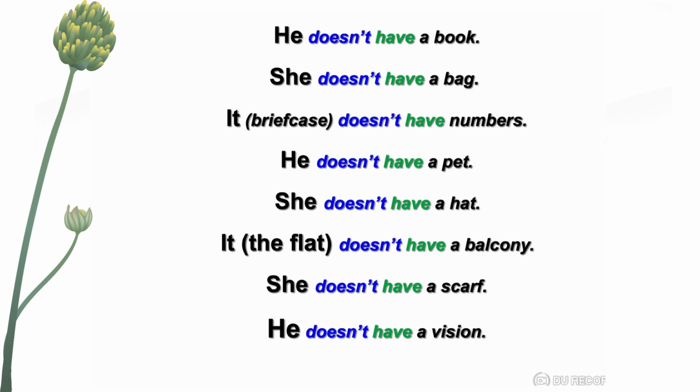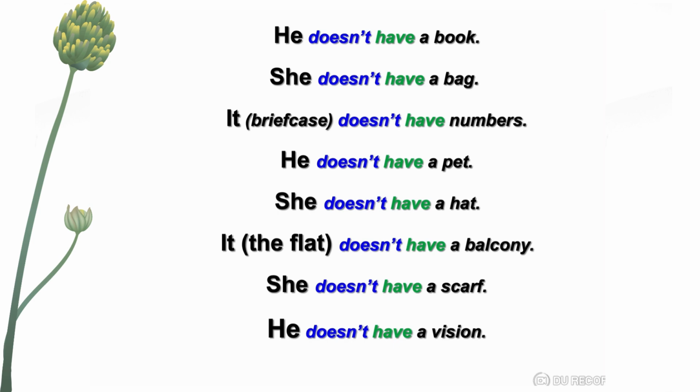He doesn't have a pet. Pet is an animal. So animals that live with people, we call them pet or pets. He doesn't have a pet. So a pet can be a dog, a cat, a fish, a bird. She doesn't have a hat. It, the flat, the apartment, the house, the home, doesn't have a balcony. She doesn't have a scarf. She doesn't have a vision, or he doesn't have a vision.